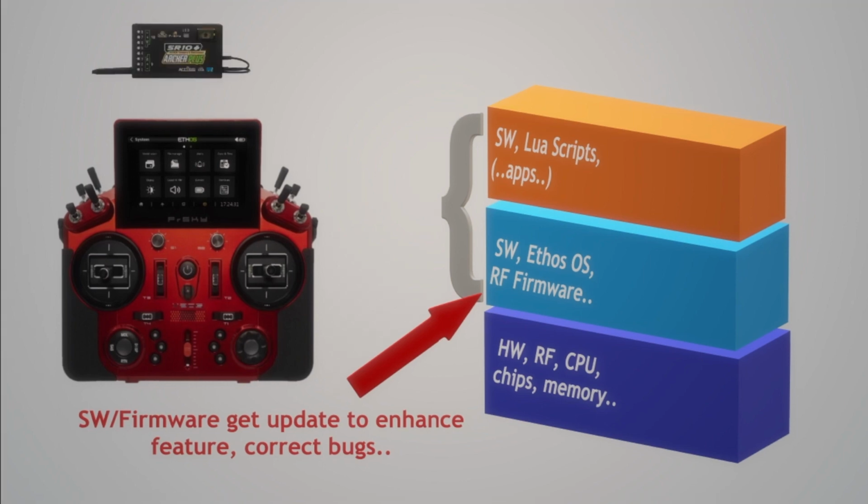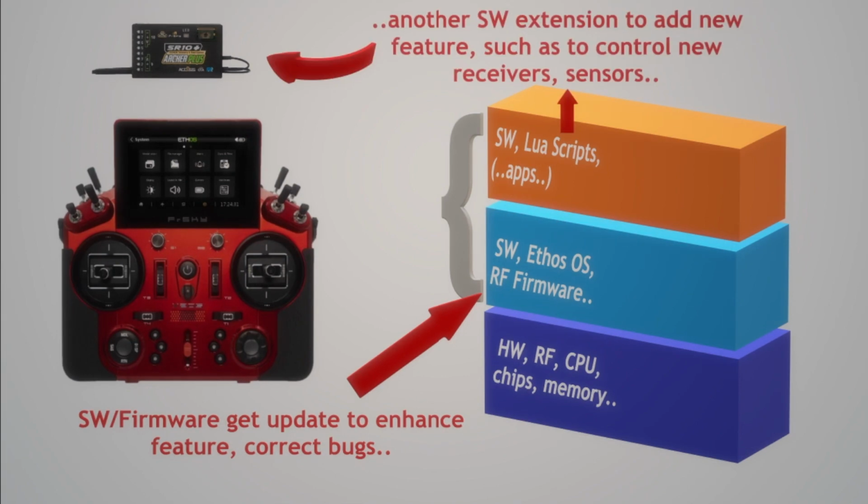Now to add on, let's bring a receiver into our discussion here. With a Lua script providing another software extension, a new feature such as controlling a new stabilizing feature in the new receiver, or controlling a new sensor, can be added without disturbing the main operating system software from the middle layer.